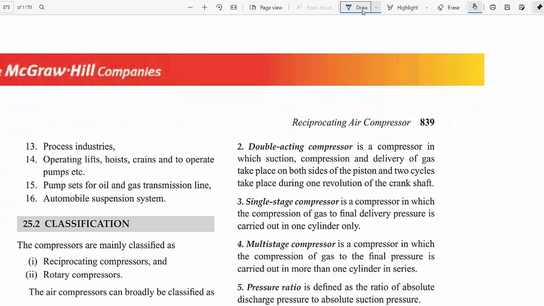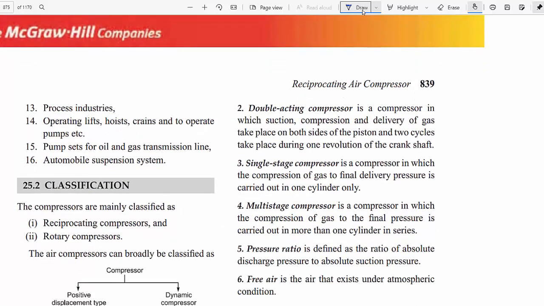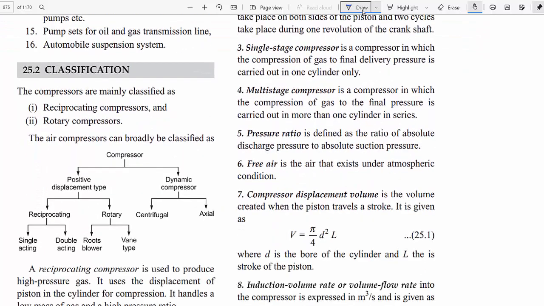Then some more applications are listed here. I skip the applications. Then second is classifications. The main classification is rotary air compressor and reciprocating air compressor. Okay, rotary air compressor.